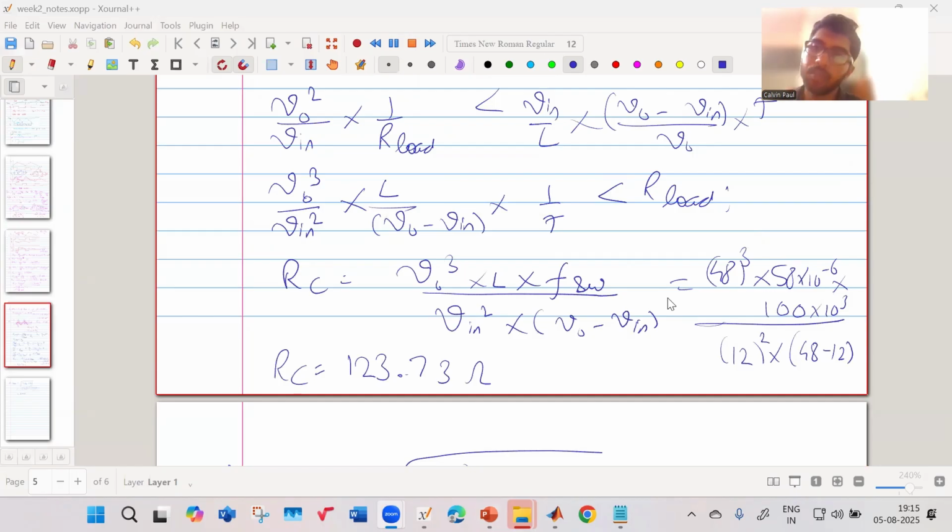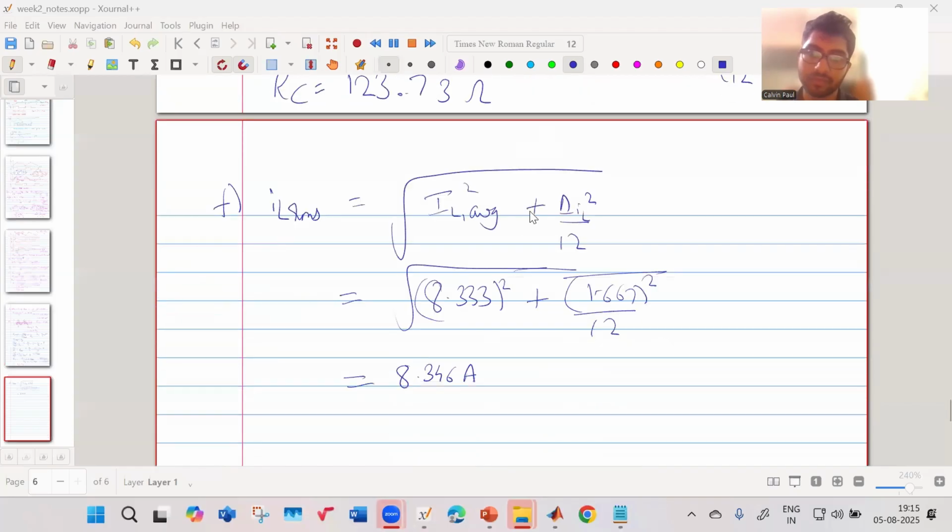So you cannot remember this expression for RC. You'll have to derive it in the exam. Unless you are very smart, I will not be able to remember. So if you understand the way to derive, it is easier.